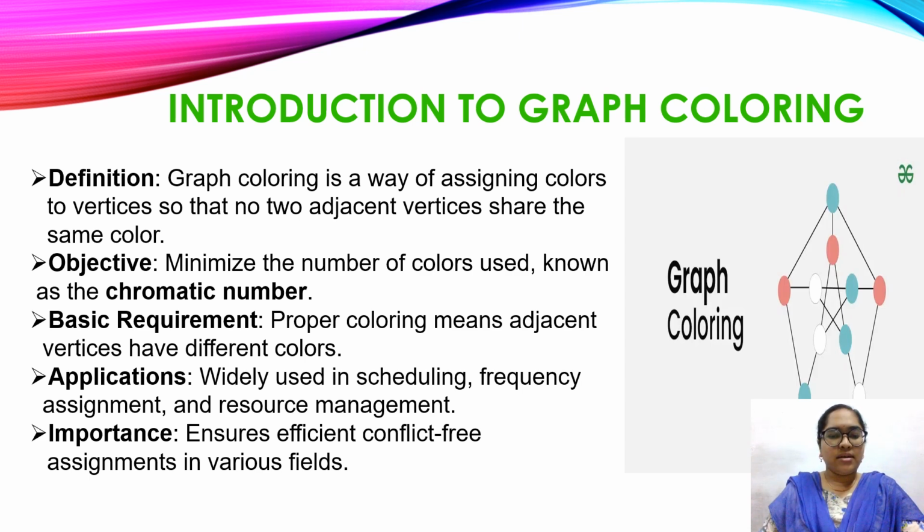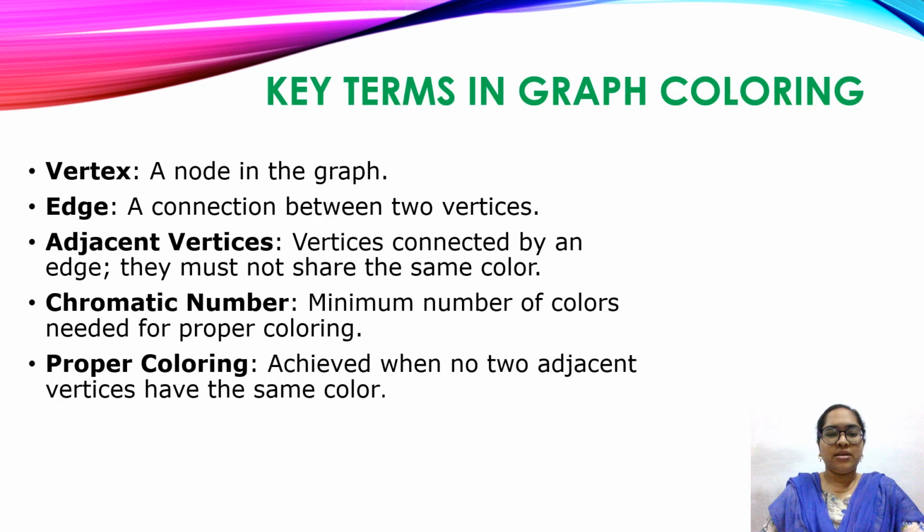Next, when we look at the basic requirement, the condition itself is the basic requirement here. And for the applications, graph coloring is widely used in scheduling, frequency assignment, and resource management. It actually ensures efficient conflict-free assignments in various fields. Now we'll get to know the key terms in graph coloring, the basic terms that we need to understand what graph coloring is.